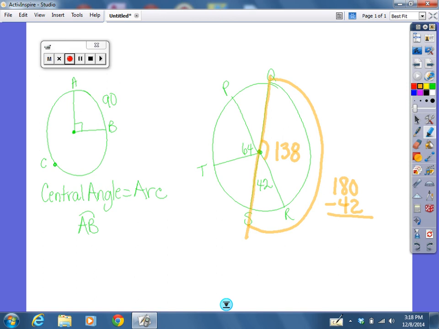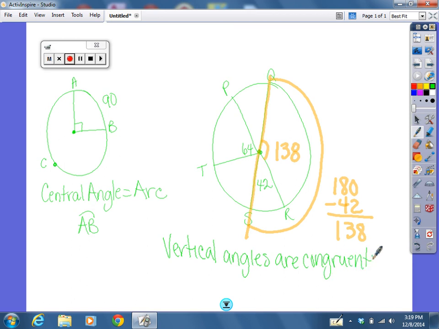Now the thing I need to remember about central angles is they're vertical angles. Vertical angles are congruent, and a lot of times with central angles you will have vertical angles. So that means across from that 42, this angle right here is also 42. So I'm doing all the angles on the inside, and we'll come back and do the arcs. The arcs will be really easy.